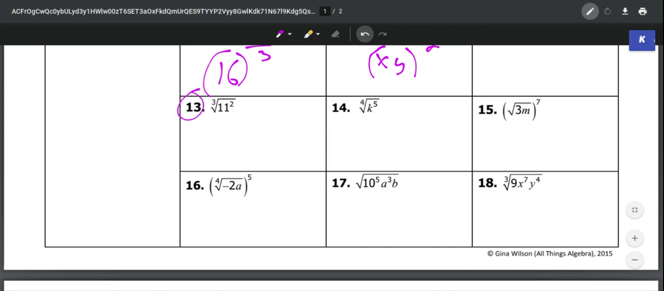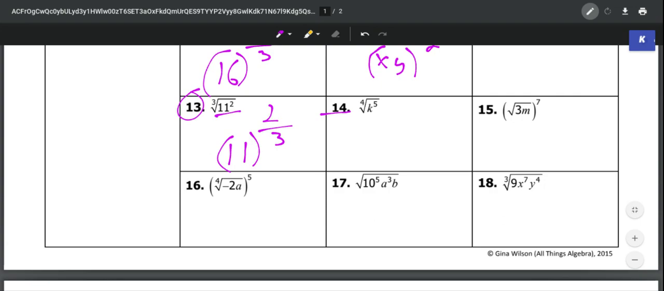Now let's look at number 13. On number 13, we've got a little bit of a difference here. We've got 11 squared under our radical instead of just 11. If it were just 11, then we would rewrite this as 11 to the 1 over 3. But our 11 under our radical is to the exponent of 2. So that becomes our numerator, and our denominator is still that index of 3. So on number 13, the cube root of 11 squared, we would rewrite that as 11 to the 2 over 3.